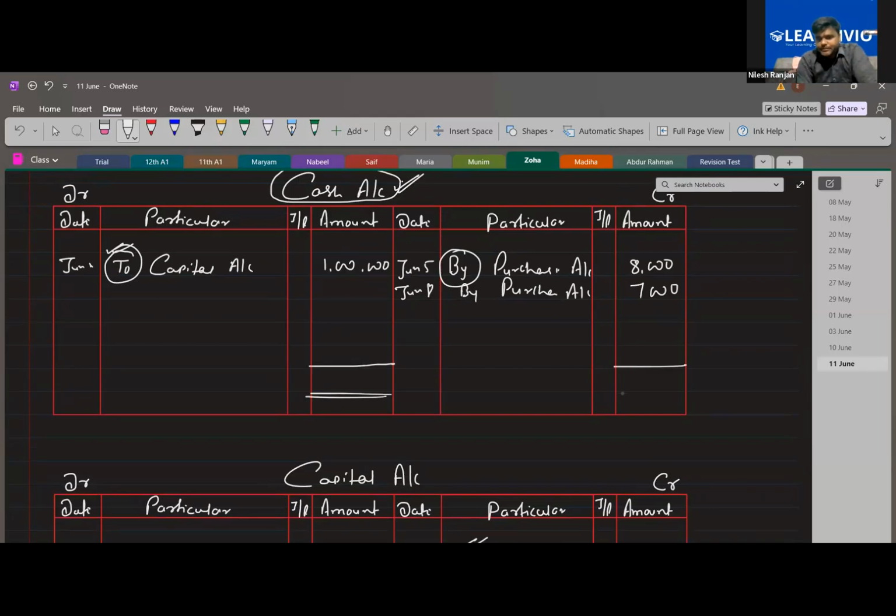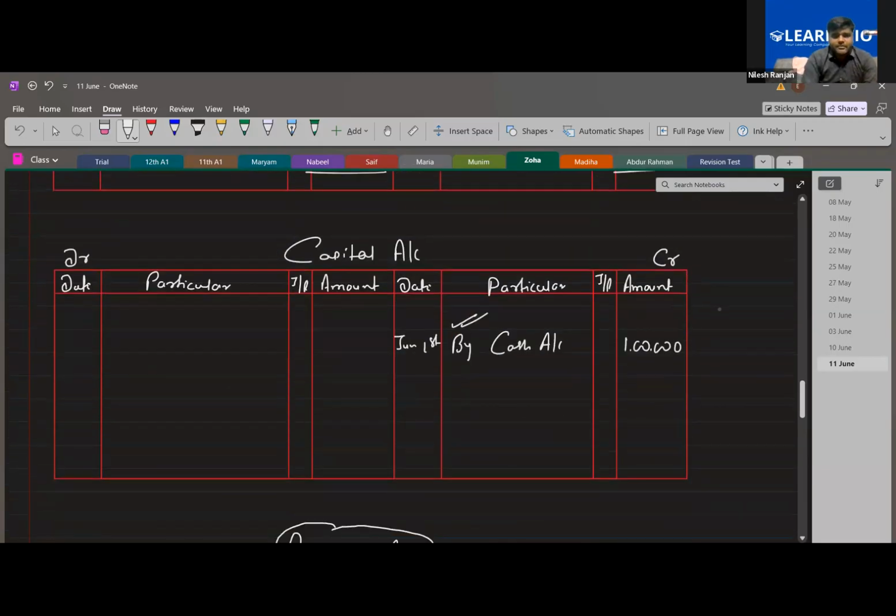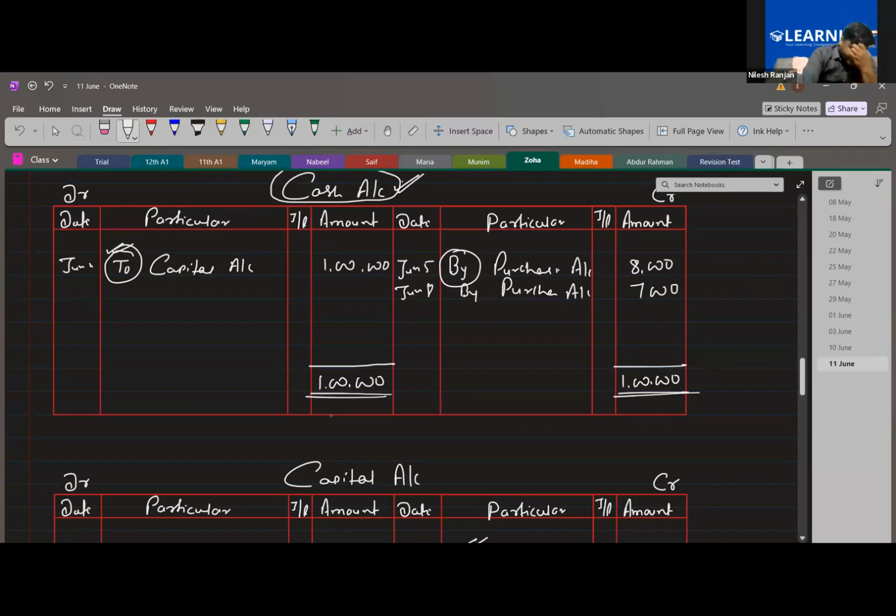So in cash account, the credit side total is 15,000, debit side total is 1 lakh. So the higher total is written on the total. While solving the question, you can do however you think fit. Okay, it's up to you. But while explaining the things, every step will be separate. Now, this third thing that you said, that will calculate the balance, it is called balancing.